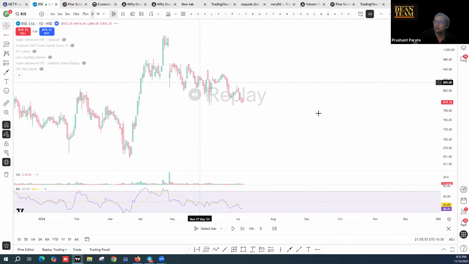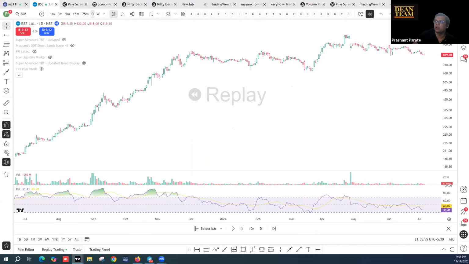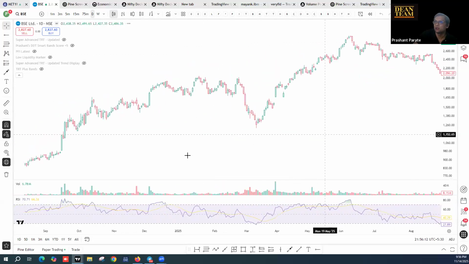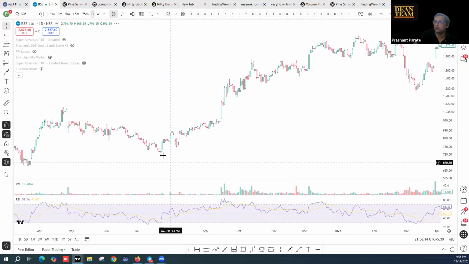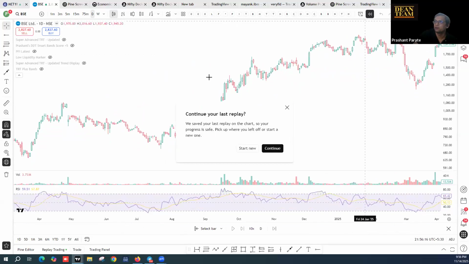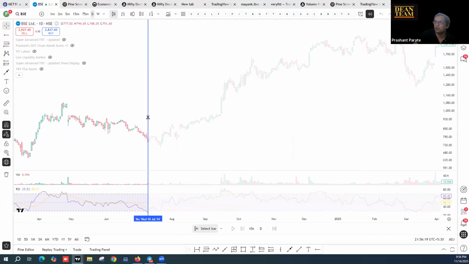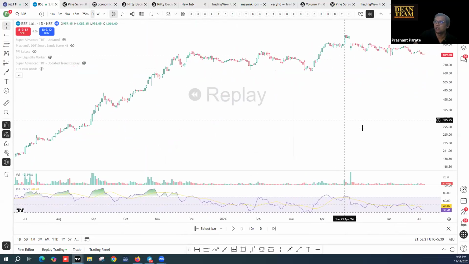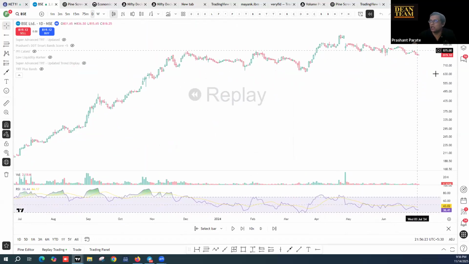In bar replay, have you noticed from where I did the bar replay? It's here at the top. If you see the create alert clock sign here, besides that there is this bar replay. So click on this and click on the candle from where you want to start the study. Suppose you want to study from here. So click here, start new, and click on the candle. So bar replay will start from that.